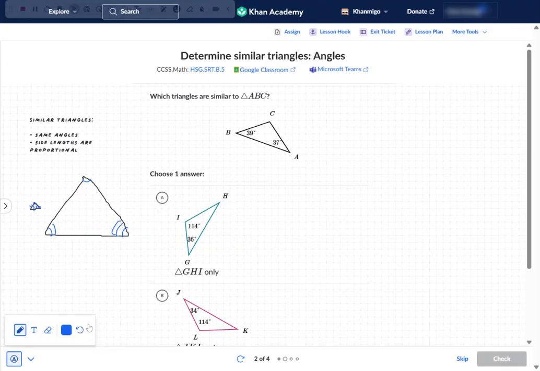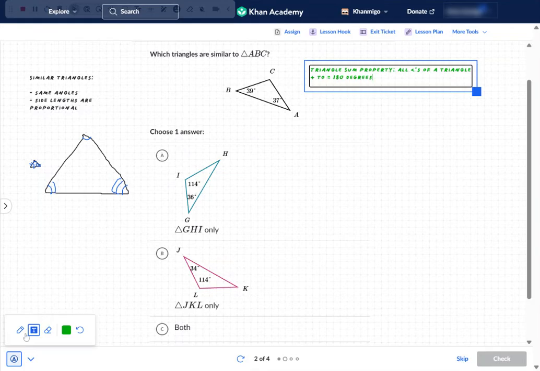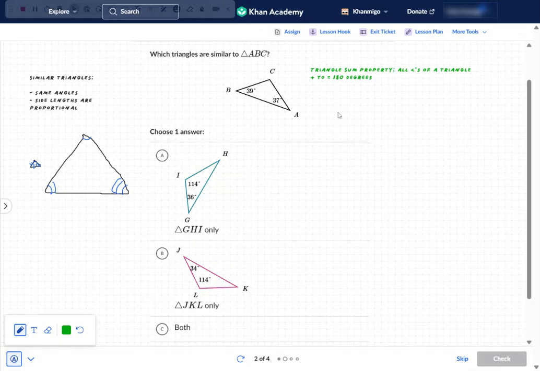Okay, so let's check. What are they giving us here? We've got 39, 37. We're missing that last angle, so we're going to need to use the triangle sum property. Remember, it just tells us all angles of a triangle add to equal 180 degrees. So our grand total for any triangle needs to be 180 degrees. Knowing that, we can find this missing angle so we can compare and contrast.